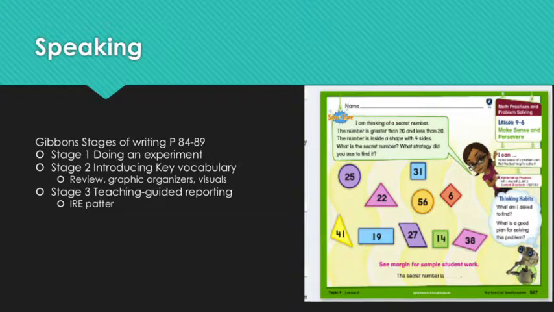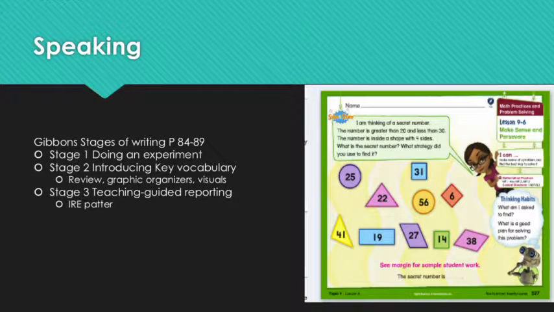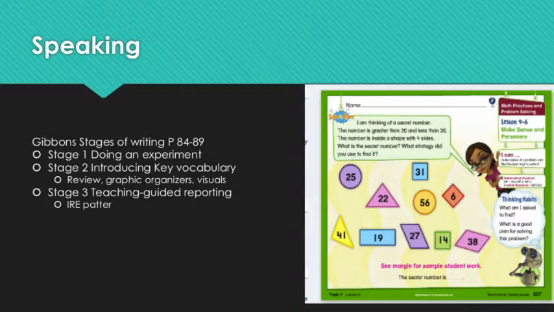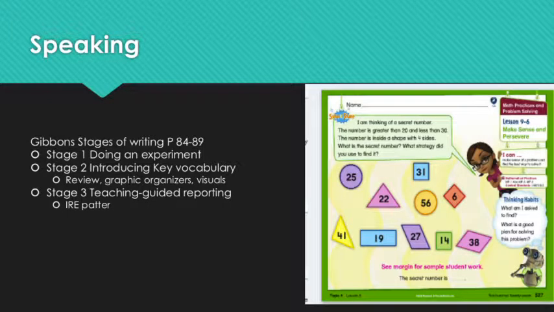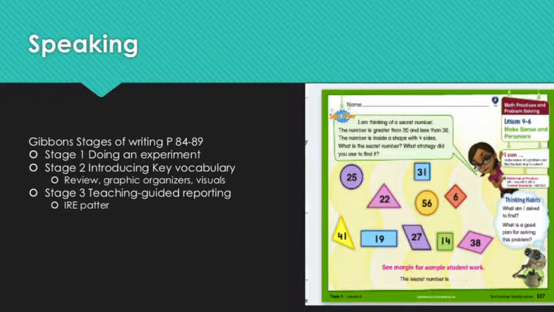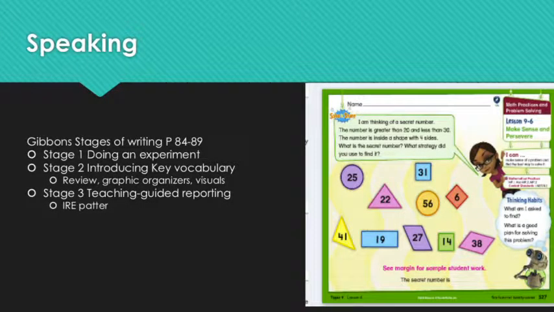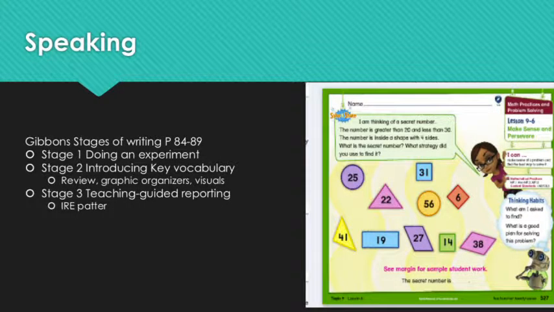Stage 2 is, again, introduction to key vocabulary words. And I can't emphasize enough how I think in all of the domains, vocabulary is key. It's that foundation that our students need. They're reviewing, they're using graphic organizers, and they're building on previous knowledge, as well as using visuals for these key vocabulary words.